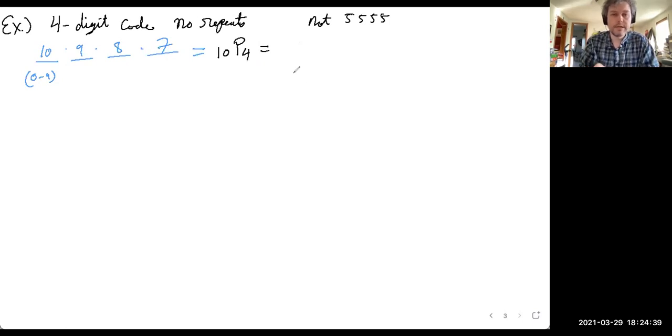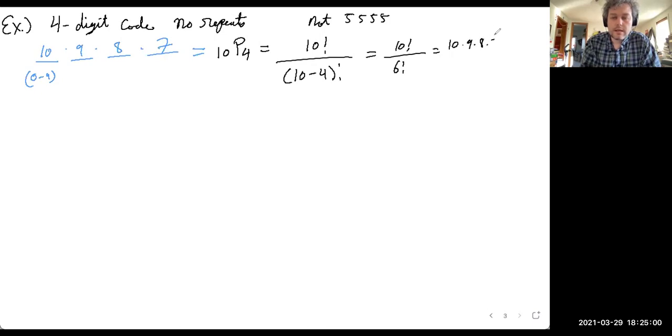Okay, well, 10 permutation 4 is equal to 10 times 9 times 8 times 7. I'm also going to show you on the right-hand side the formula. So that's 10 factorial over 10 minus 4 factorial. And then 10 minus 4 is 6. So that is 10, 9, 8, 7 times 6 factorial over 6 factorial. Cross that out, and you can see that the right-hand side equals the left-hand side. So we should be good to go.